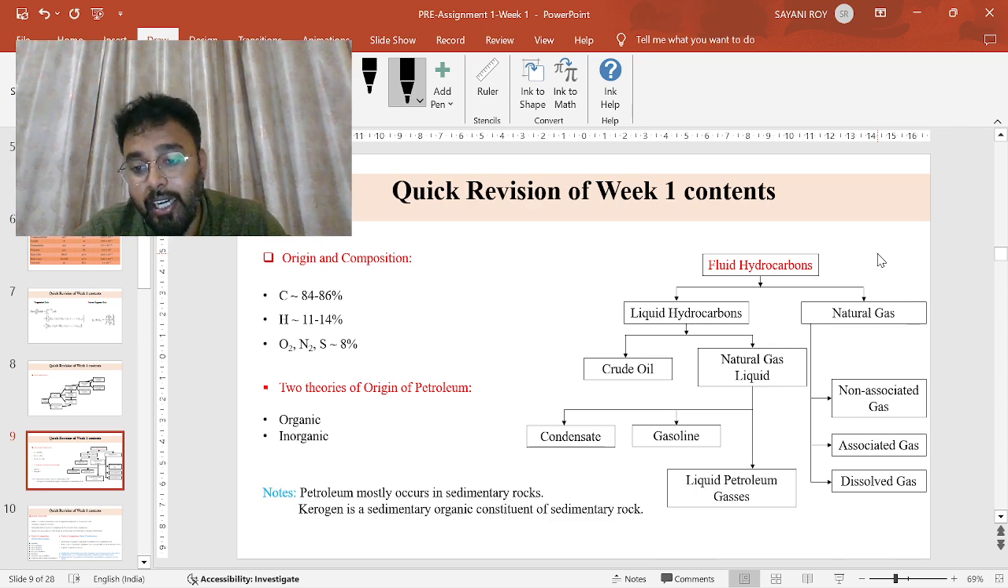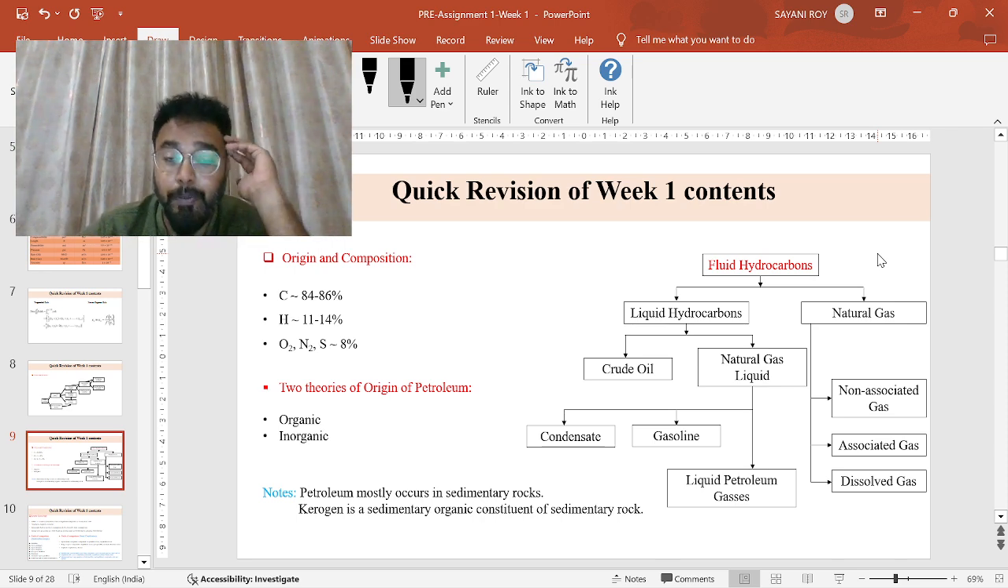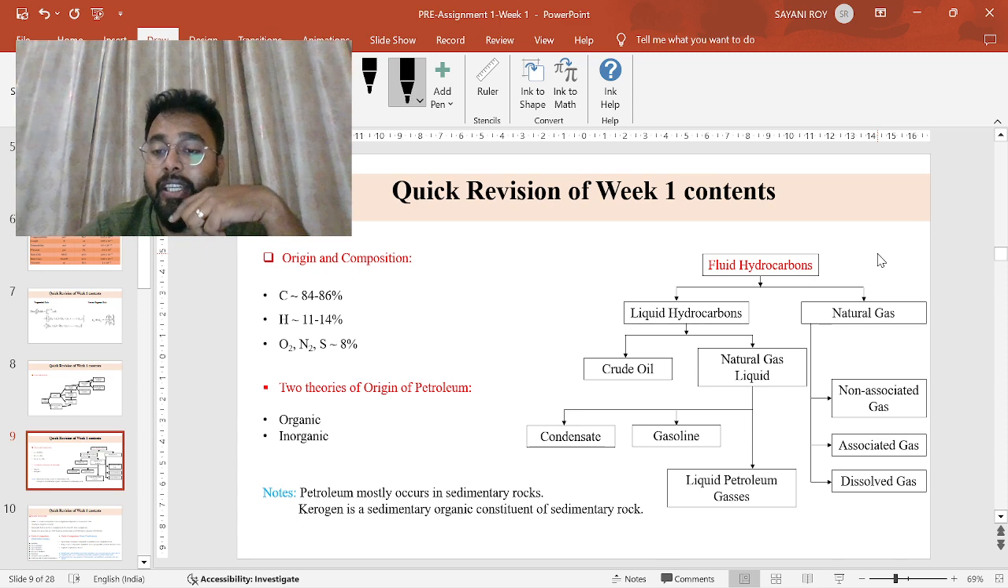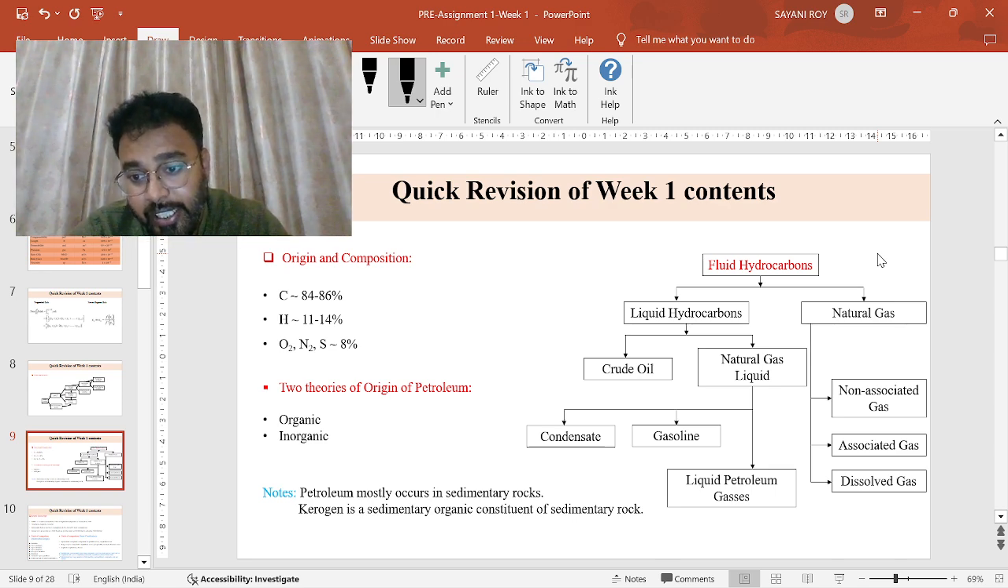In natural gas, there is non-associated gas. Non-associated gas is gas present in reservoirs in which no oil is present, only gas is present. It means that during discovery there is no oil present, only gas. So these are non-associated gas.